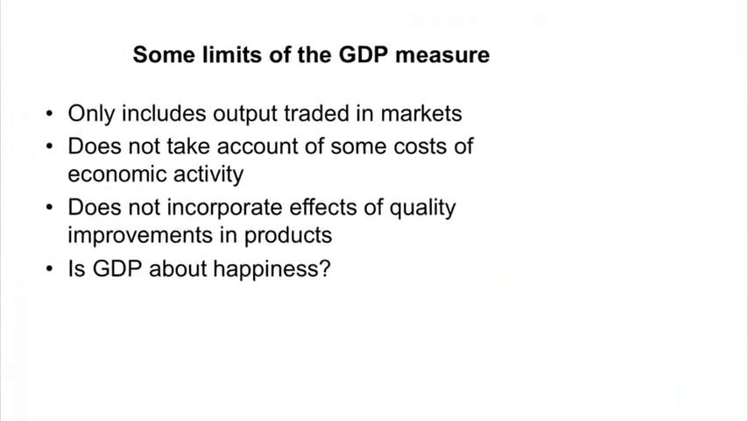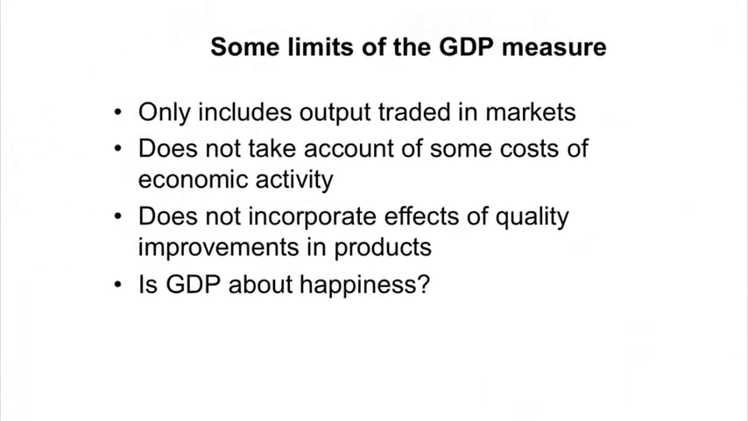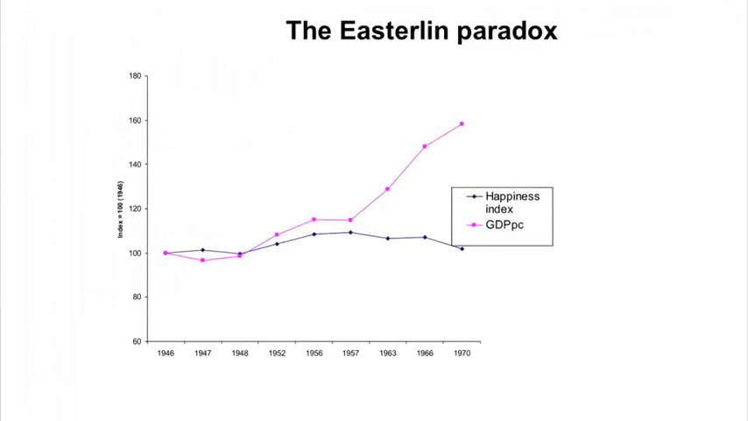This was a research area that was really commenced by Richard Easterlin, who pointed to something that's become known as the Easterlin paradox. Here I've taken some data on GDP per capita and also data on happiness from Richard Easterlin's original article that he wrote in the 1970s.